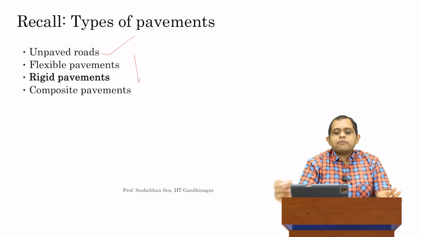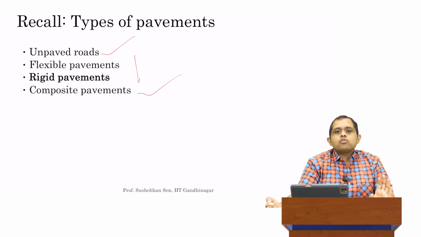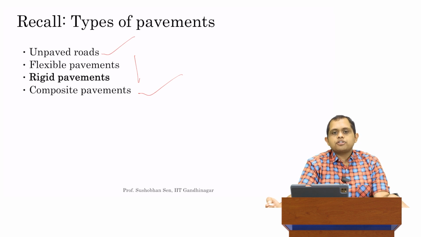And then there was a 4th type, which was called composite pavements. So for composite pavements, I had pointed out that they consist of both asphalt and rigid pavement components. So there is a layer of asphalt concrete and there is a layer of PCC. Where the layers are depends on the type of road.